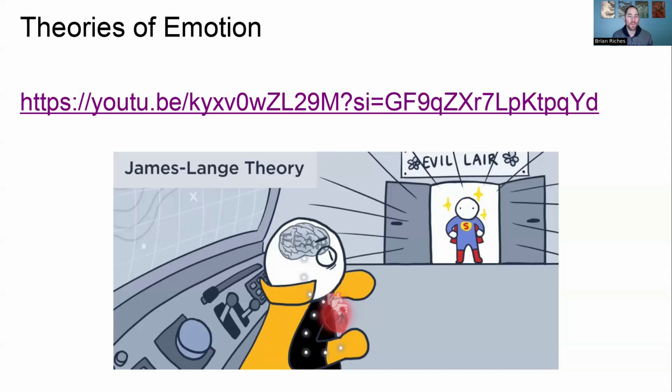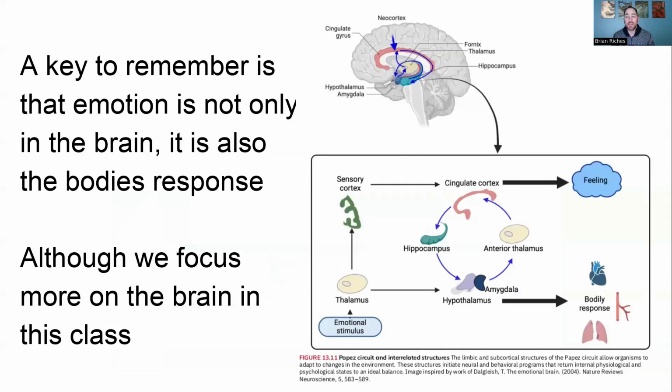Based on this video, hopefully you're getting a bigger sense of all of the different systems that are involved with these emotions. So the key to remember is that whichever theory you're talking about, whatever we understand now, it is very clear that emotion is not only the brain, but it's also the body's response. So there's evidence of the body making those brain systems work differently or activating them. There's evidence of the brain activating the body systems, but all the systems are working together. So in this class, we focus more on the brain.